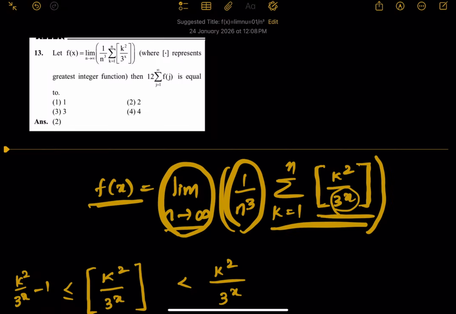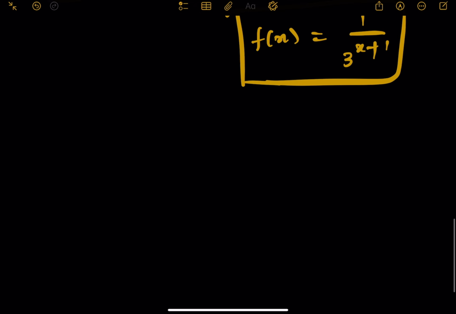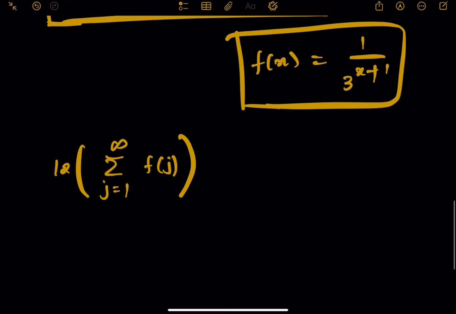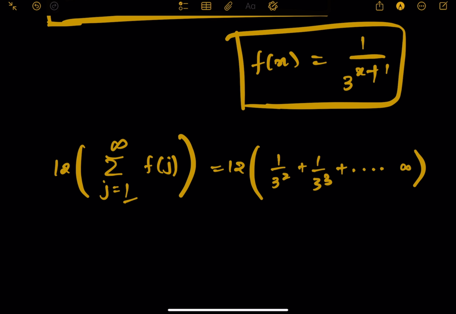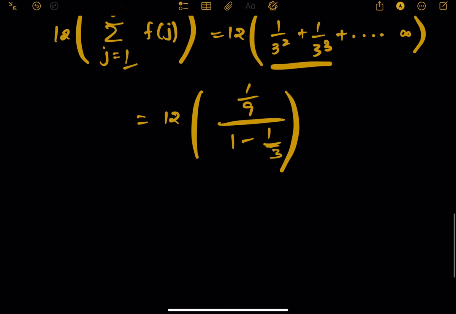Now what do we have to find out? This summation, j is equal to 1 to infinity f of j. So 12 times the summation j is equal to 1 to infinite f of j. This is what we have to find out. So this is simply 1 by 12 times, when you put j is equal to 1, 1 by 3 square, 1 by 3 cube, plus and so on up to infinite. So this is an infinite GP. So the formula is a by 1 minus r. Your first term is 1 by 9, by 1 minus your common ratio, which is 1 upon 3. So this is the answer.